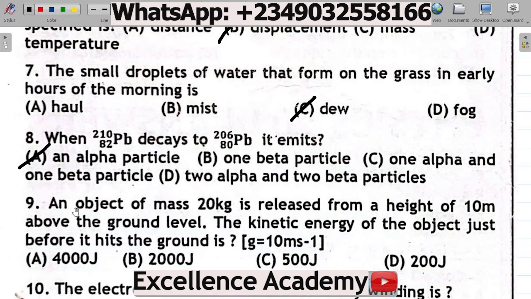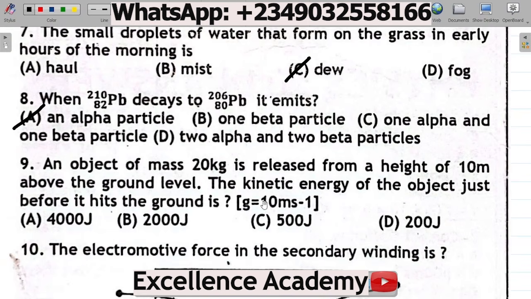Question number 9 says, an object of mass 20 kilogram is released from a height of 10 meters above the ground level. The kinetic energy of the object just before it hits the ground is, you're asked to take acceleration due to gravity, g, as 10 meter per second squared. Then A is 4,000 joules, B 2,000 joules, C 500 joules, D 200 joules. So how do you solve this question?